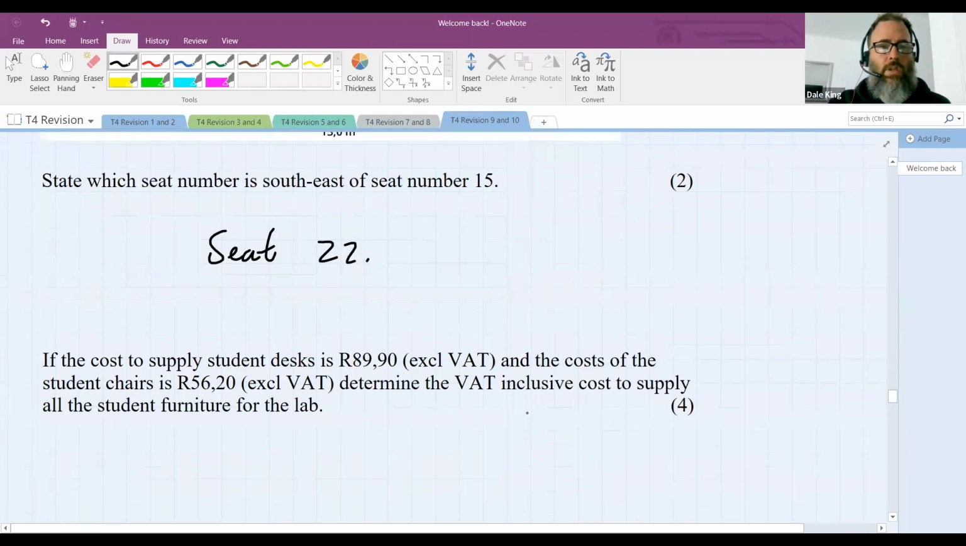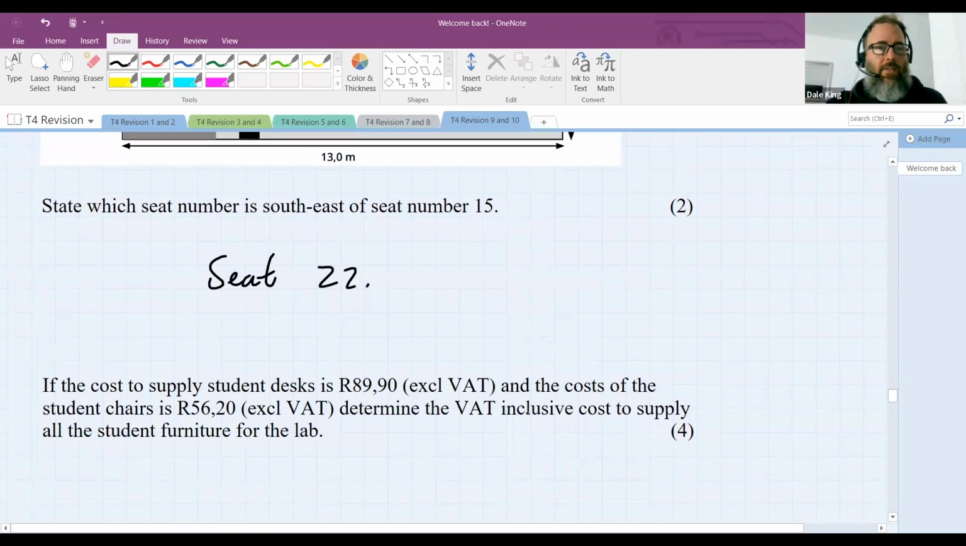Here's the next question. If the cost to supply student desks is R89.90 excluding VAT, and the cost of the student chairs is R56.20 excluding VAT, determine the VAT inclusive cost to supply all the student furniture for the lab. All right, the VAT inclusive cost to supply all the student furniture for the lab.